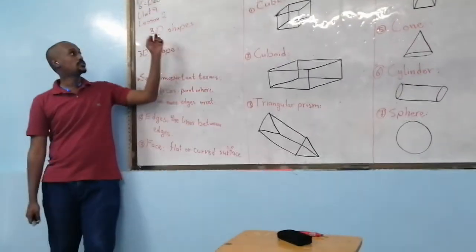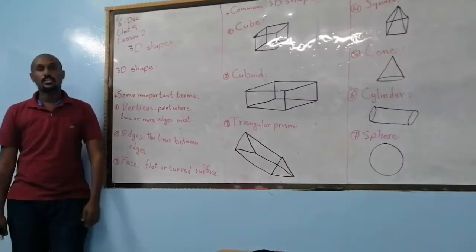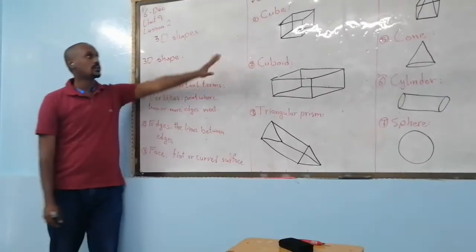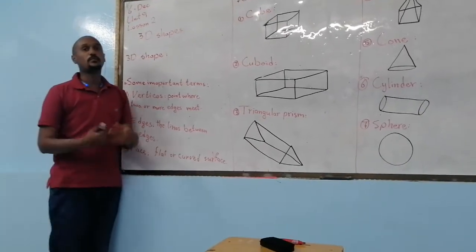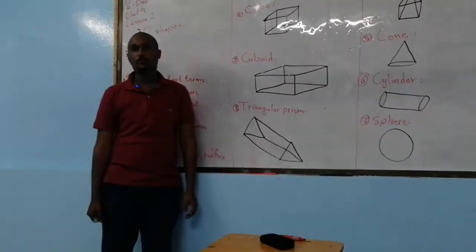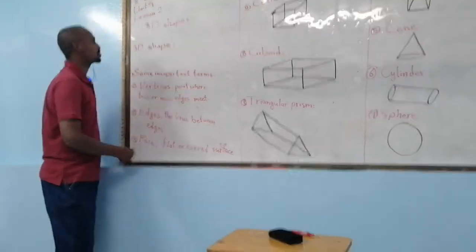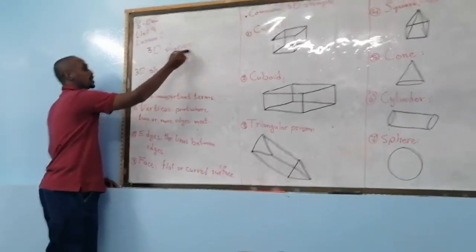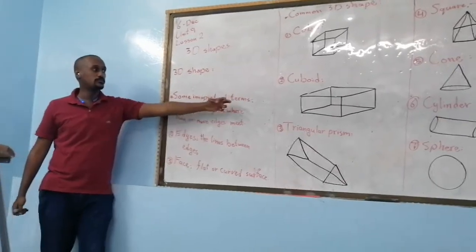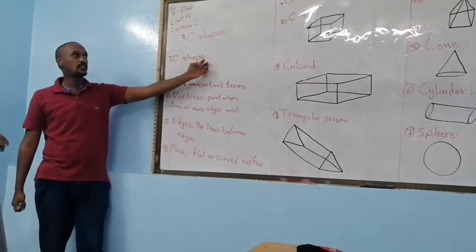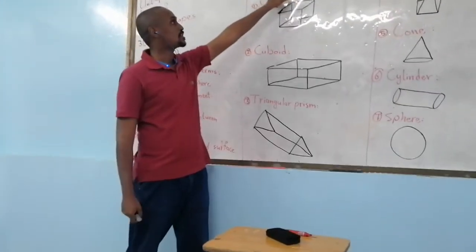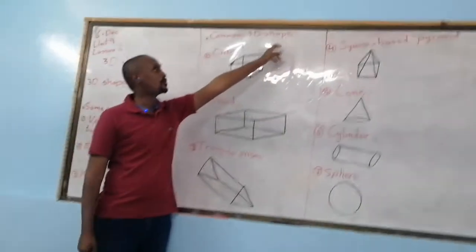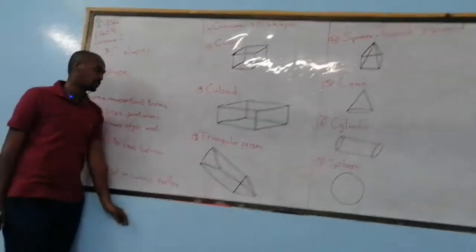Today we're going to start a new lesson. It's called 3D shape. In the previous lesson, we discussed the 2D shape and the properties of the 2D shape and the common 2D shapes. Today we're going to discuss what a 3D shape is, some important terms and what they mean, and the common 3D shapes.